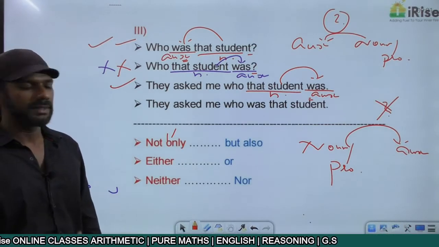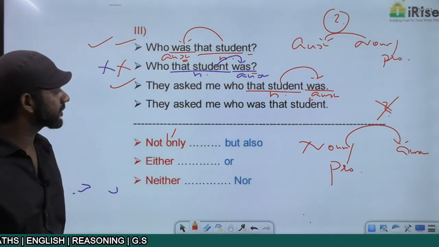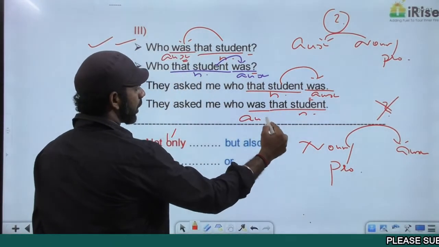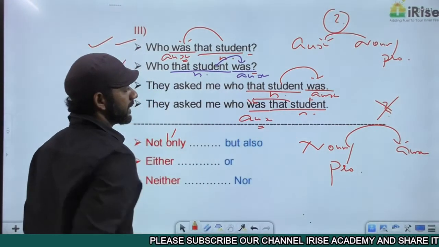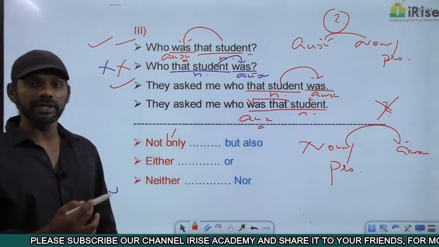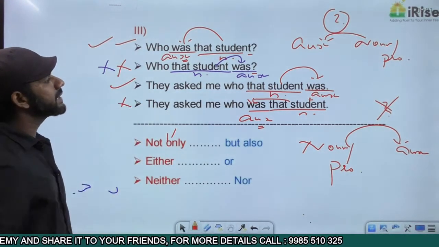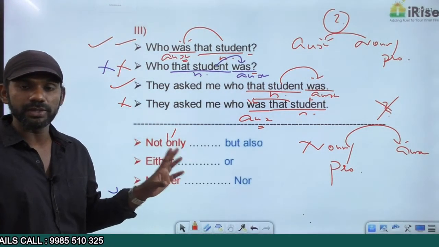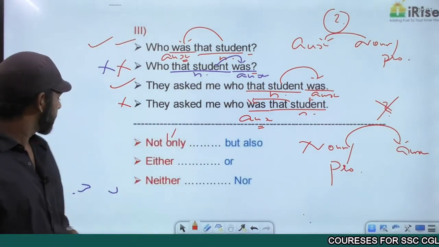Come to the next one. They asked me who was that student, full stop, not interrogative. That student is a noun here. Was is the auxiliary verb. The auxiliary verb is coming before the noun. The auxiliary verb can come before the noun only if it is an interrogative statement. This is not interrogative, so it is grammatically wrong. So when you find interrogative and non-interrogative statements, these are the rules to be kept in mind. Got it? Come to the next one.